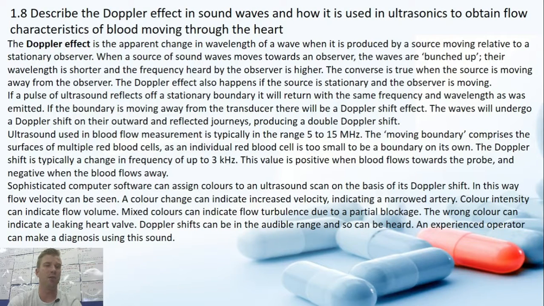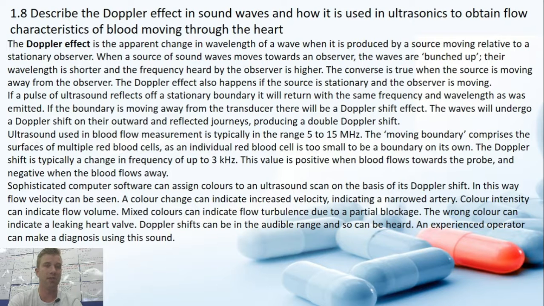If a pulse of ultrasound reflects off a stationary boundary, it will return with the same frequency and wavelength as was emitted. If the boundary is moving away from the transducer, there will be a Doppler shift effect. The waves will undergo a Doppler shift on the outward and reflected journeys, producing the double Doppler shift. So we learnt about ultrasound.